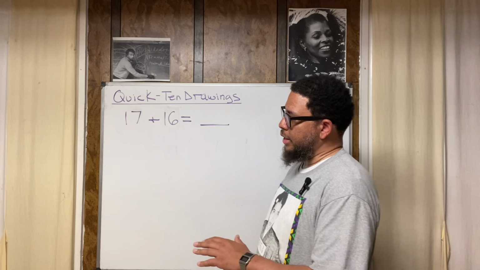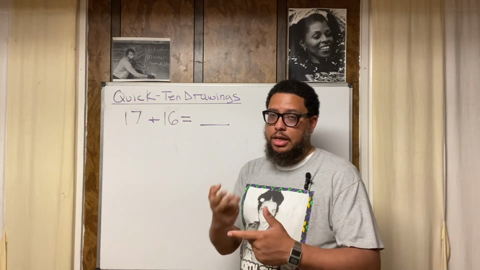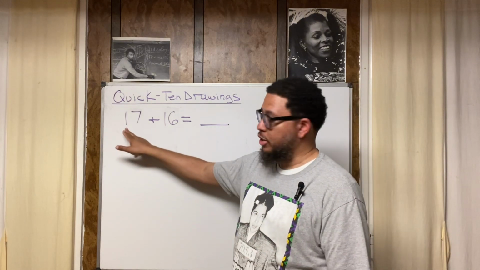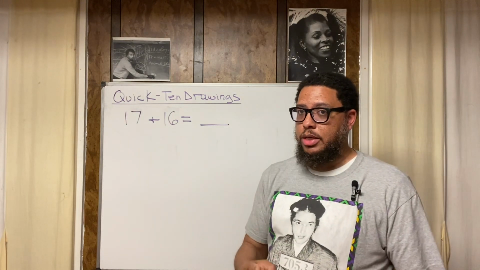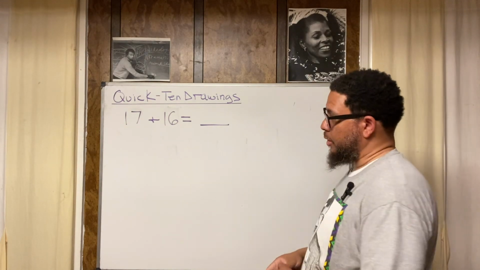All right, so how do I represent 17 and how do I represent 16 using a Quick 10 drawing? The first thing I do is I ask myself, in 17, how many 10s are there? And in 17, how many 1s are there? There is one group of 10 in 17. That's why there's a 1 in the 10s place. There are 7 1s in 17. That's why there's a 7 in the 1s place. So that means we got 17.